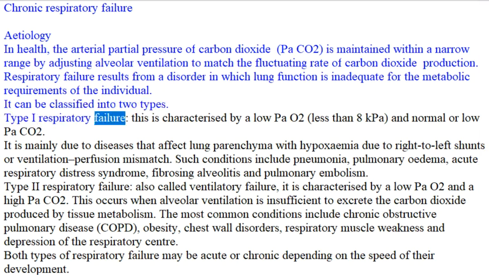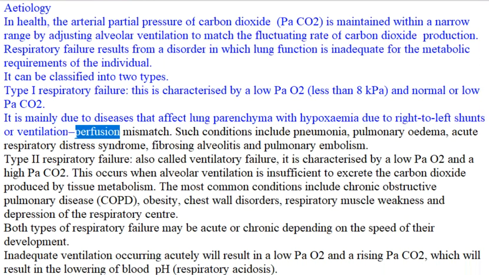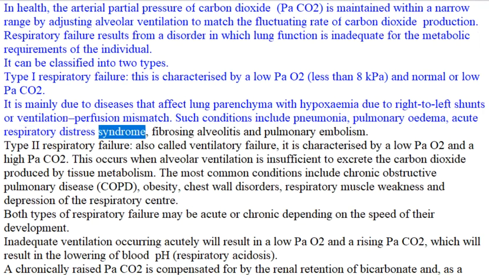Type I respiratory failure. This is characterized by a low PaO2, less than 8 kPa, and normal or low PaCO2. It is mainly due to diseases that affect lung parenchyma with hypoxemia due to right-to-left shunts or ventilation-perfusion mismatch. Such conditions include pneumonia, pulmonary edema, acute respiratory distress syndrome, fibrosing alveolitis, and pulmonary embolism.